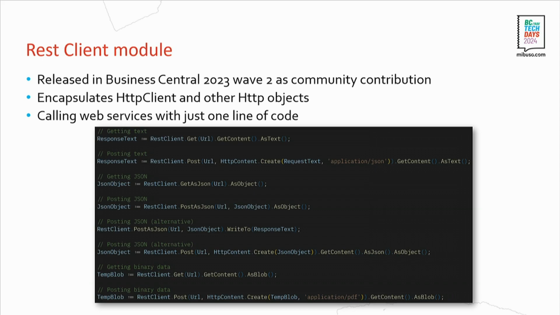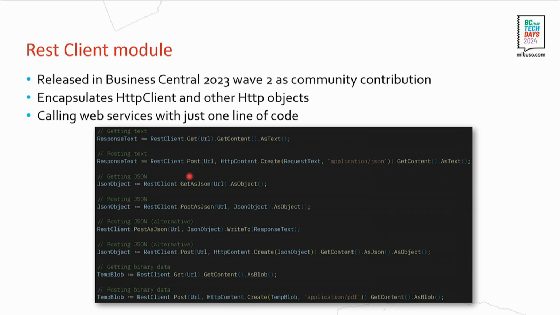Getting text, basically REST client.get, and then on that get, we get back an HTTP content codeunit, get content, and I can say as text. That's it. Posting text is as simple as posting to a URL and then call on the HTTP content object a create with the text and application/json in this case for the content type. So we don't have to set a content type header ourselves, and we can then do get content as text.